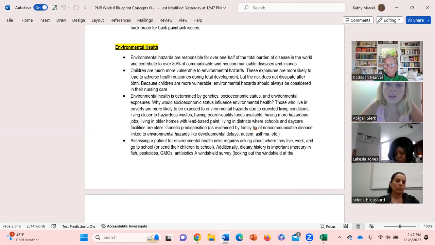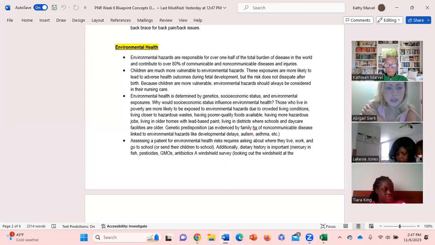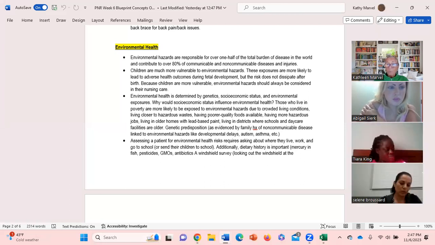It causes cognitive delays, developmental delays. And where are you going to find potential leftovers of lead? In houses before 1978. Buildings, and the scratch for the paint.